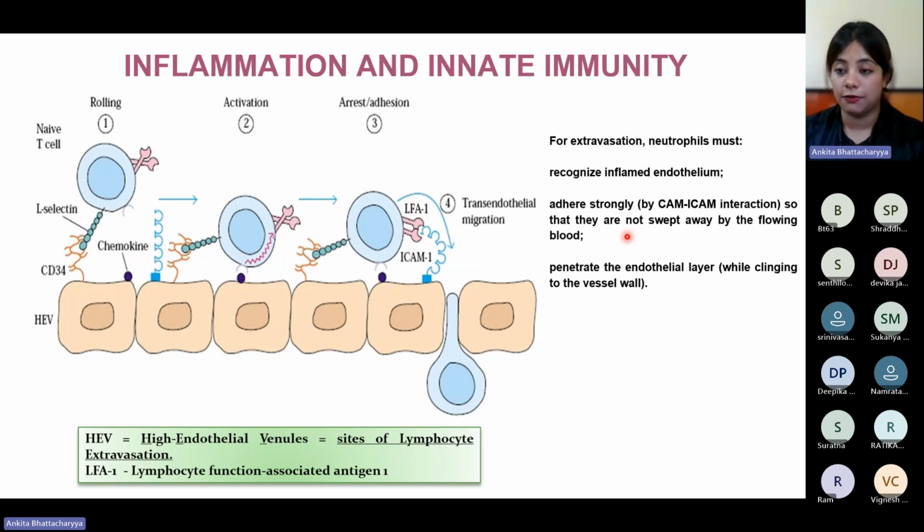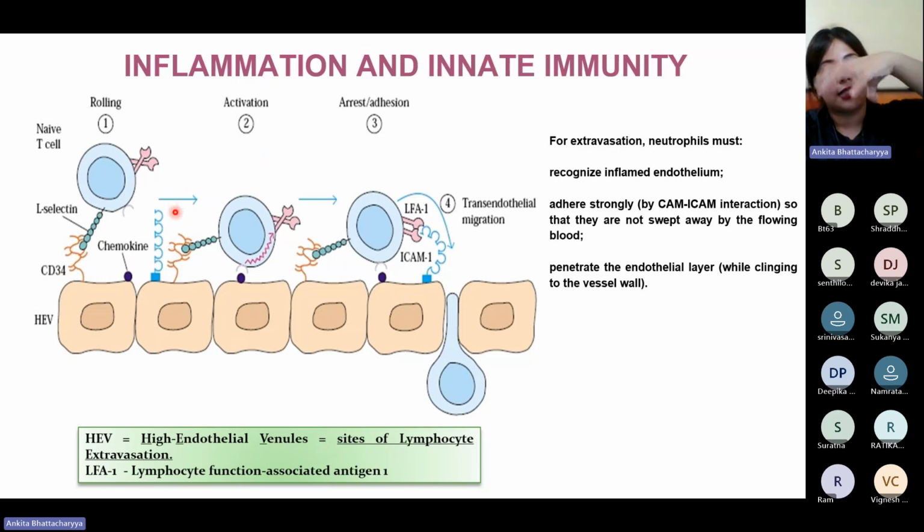But if there is excessive blood flow, then that would take the cells away, which have already bound to the endothelial lining. So how is that interaction facilitated? By CAM-ICAM interactions, which come in much later. Apart from the CAM-ICAM interactions, we see others as well. So from a naive T cell, you see that there is the binding of L-selectin present on the T cell to CD34, which is present on the endothelial venules. And you see chemokine present here along with ICAM, which is present right next to it.